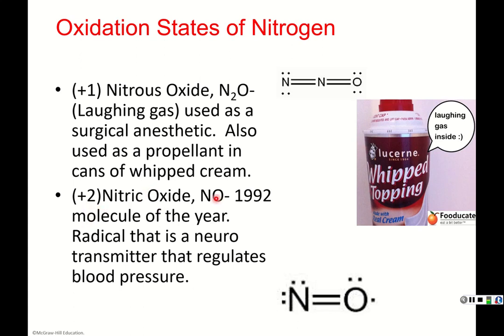Nitric oxide, NO, is nitrogen in the +2 oxidation state. And this was fairly recently. It was discovered in the early 90s that this is a neurotransmitter and it regulates blood pressure, among other things. So that's why it won the Molecule of the Year in '92. Okay, and what you'll notice about it is that it's actually a free radical. So it has one unpaired electron, which is fairly unique in molecular terms. These are usually pretty reactive, but this is an example of kind of a more stable free radical.